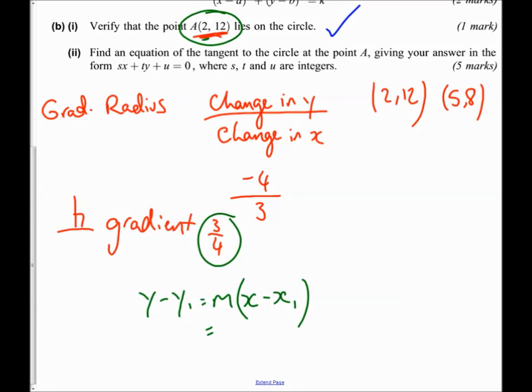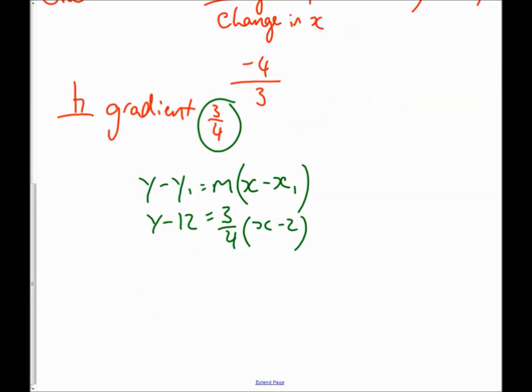So I get y minus 12, now the coordinate is (2, 12), it's the centre's not on my tangent, equals my gradient 3/4 times x minus 2. To finish off, I need to get my tangent into the correct form. So I'm going to multiply through by 4 because I want it all to be integers. So that's going to give me 4y minus 48 equals 3x minus 2.